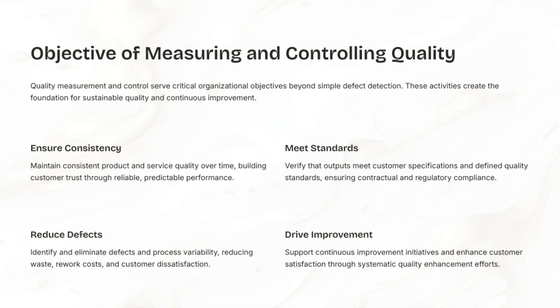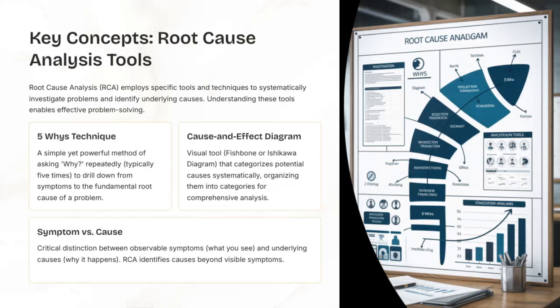Lastly, measuring and controlling quality serve objectives that go beyond just catching defects. These activities form the foundation for sustainable quality and continuous improvement. They help us understand where we stand and guide us toward ongoing enhancements that benefit both the organization and our customers. Let's explore the critical distinction between observable symptoms and underlying causes.